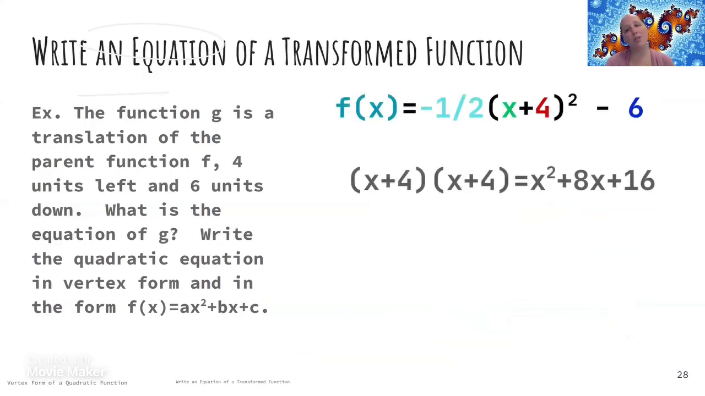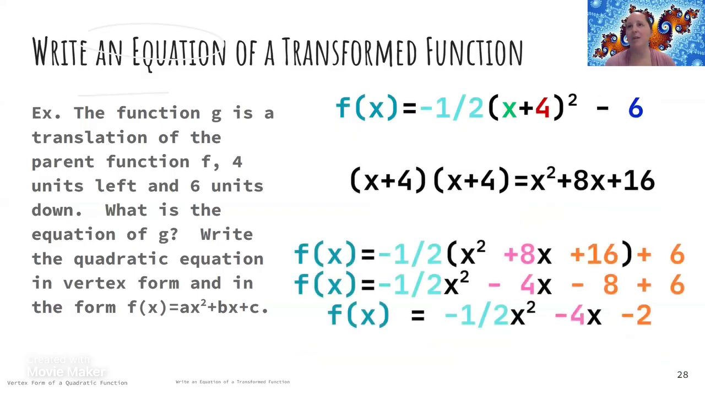They also asked me to put this in standard form. So I went ahead and did x plus 4 times x plus 4, which gave me x squared plus 8x plus 16. And then I'm going to distribute that negative 1/2 to everything inside. So I get negative 1/2 x squared minus 4x minus 2 in the end.